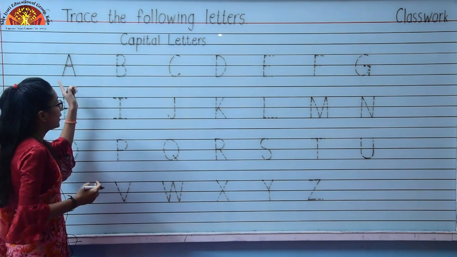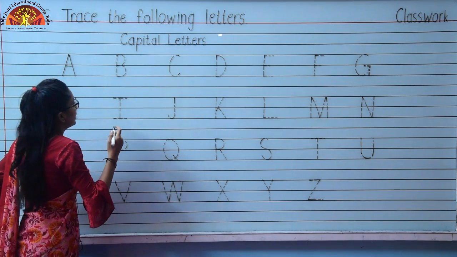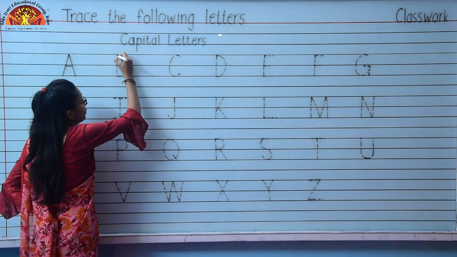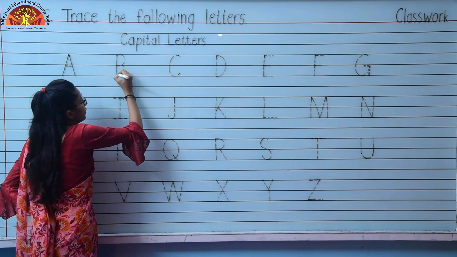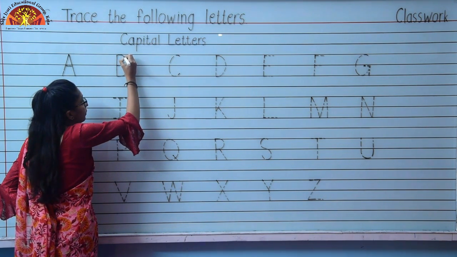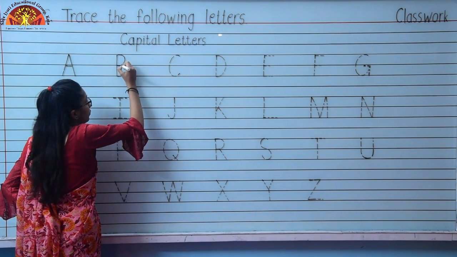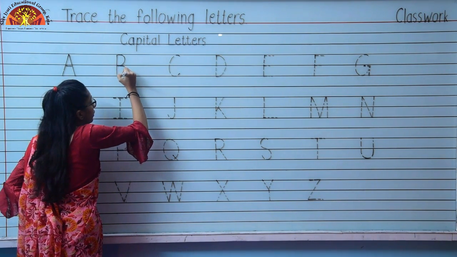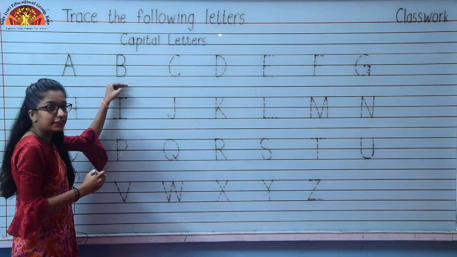After A, it's capital letter B. Let's start tracing. Draw standing line. Curve. One more curve. Like this. This is capital letter B.